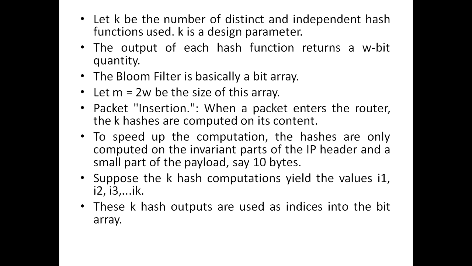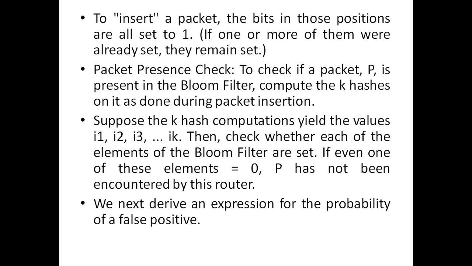Packet insertion. When a packet enters the router, the k hashes are computed on its content. To speed up the computation, the hashes are only computed on the invariant part of the IP header and a small part of the payload, say 10 bytes. Suppose the k hash computations yield the values i1, i2, i3 till ik. These k hash outputs are used as indices into the bit array. To insert a packet, the bits in those positions are all set to 1. If one or more of them were already set, they remain set.